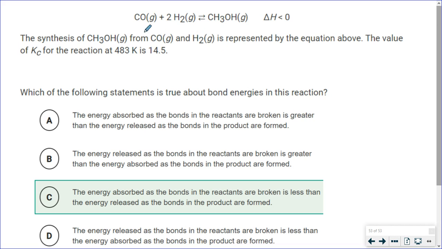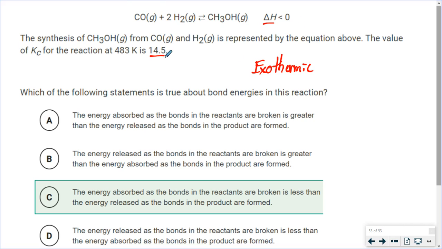Our next one, we're given a chemical reaction. We're given that the delta H is less than 0. It tells us some extra information here. The value of the Kc for the reaction is 14.5, and it asks which of the following statements is true about the bond energies in this reaction. Well, you don't need to know your K value for this. You can just look at your delta H value. If it's negative, that means it's exothermic. And exothermic means that we're releasing energy.